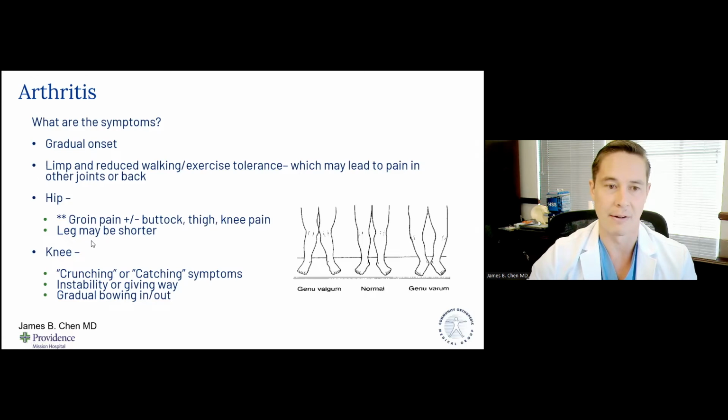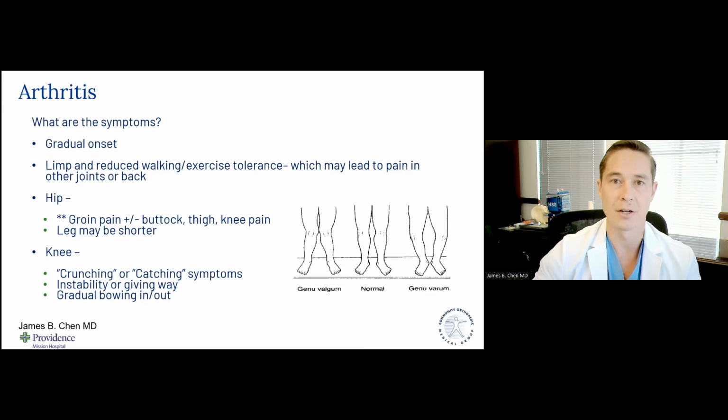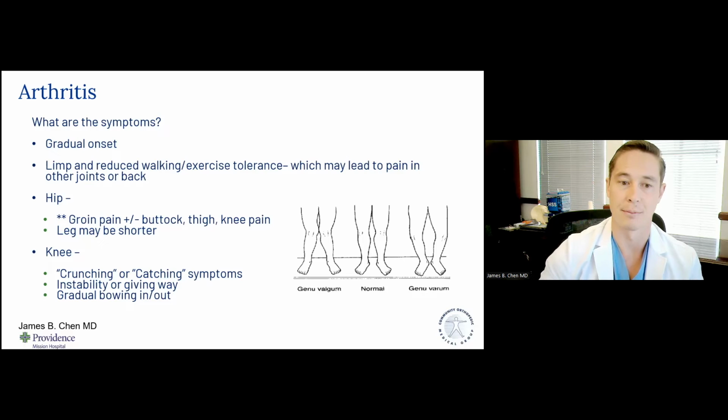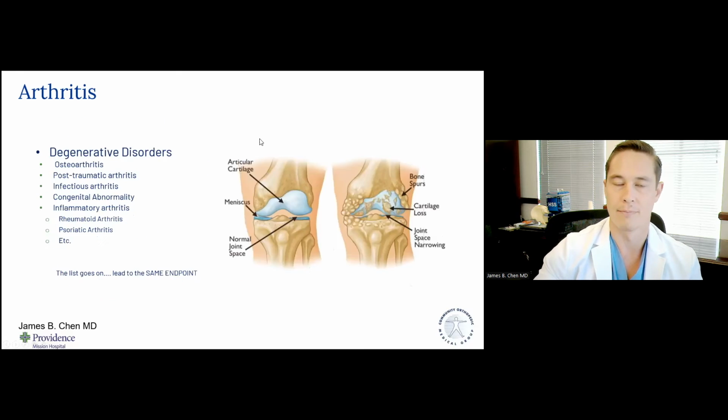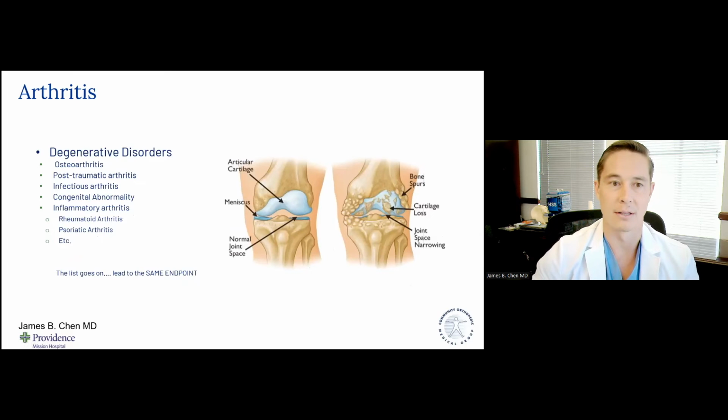Additionally, if you're very keen, you may notice your leg beginning to shorten as you lose that cushion as well. In the knee, you typically feel the sensation of crunching or catching symptoms. And then eventually, as the ligaments around the knee loosen over time, because you lose some height with wearing of the cartilage, your knee may start to feel unstable. And you may notice on this image on the right that your knee starts to bow in or bow out. Some people in.